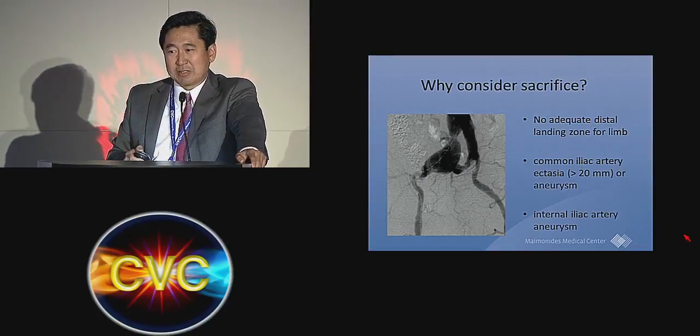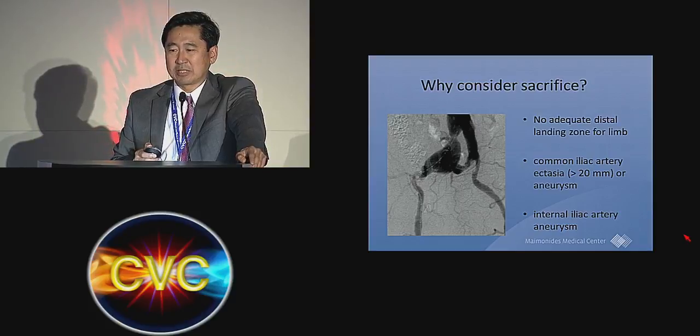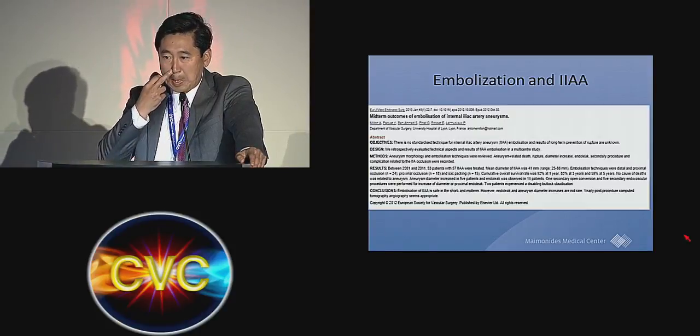So why consider sacrificing it? Well, there's no adequate landing zone for the iliac limb. The common iliac artery is large, or you have an internal iliac artery aneurysm.